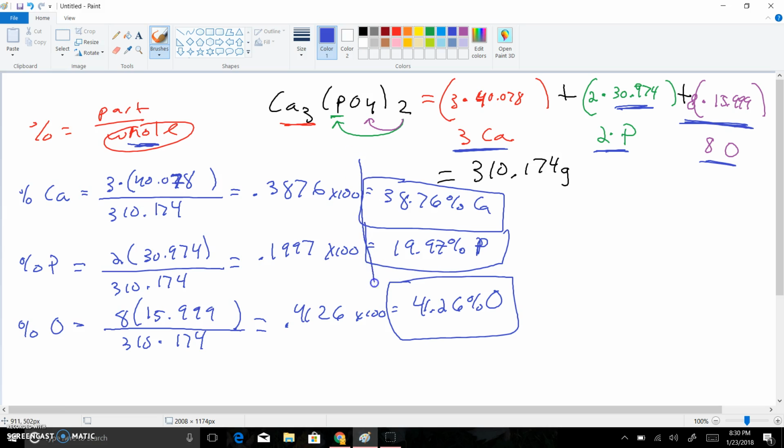So if the question said, what is the percent composition of Ca3(PO4)2? It would be everything that's in this blue box right here. That is a percent composition of calcium phosphate, which means any mass of calcium phosphate you have, 38% of that mass is calcium, 19% of that mass is phosphorus, and 41% is oxygen.